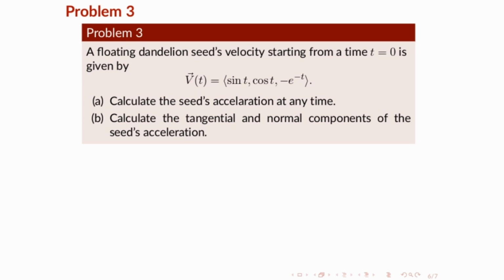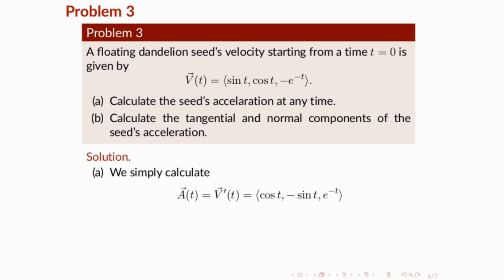This one's the much easier part, because we know that acceleration is simply the derivative of velocity. All we need to do here is differentiate the velocity function, and so we can do that right now. The derivative of sine t is cosine t. The derivative of cosine t is negative sine t. And the derivative of negative e to the power of negative t is simply e to the power of negative t. And so, we get our acceleration right there off the bat. Our acceleration function is given by (cos t, -sin t, e^(-t)). Okay, that's part A. Now let's move on to problem B.